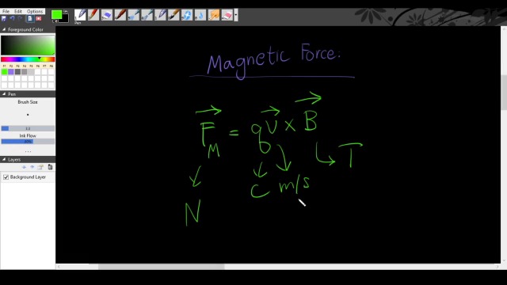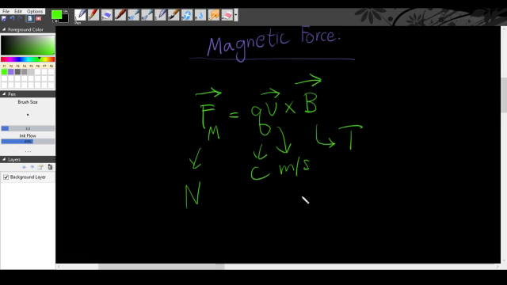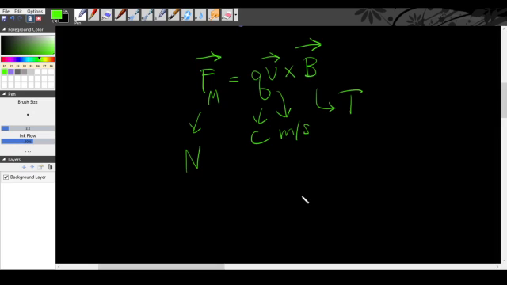And this force is different from many other forces, obviously, because it's a cross product. And in that sense, it is similar to torque, which you'll recall is the moment arm crossed with the force.